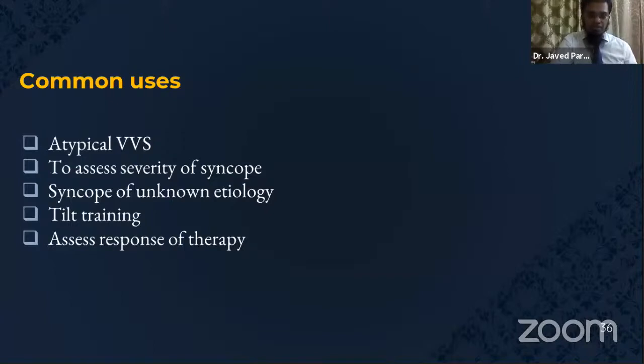To confirm that this is vasovagal syncope, you can do a tilt table test. Many times the patient has recurrent falls. So to assess the syncope severity, you can do a tilt table test. There you can find out whether the patient is having a vasodepressor type of response or cardioinhibitory. Then if you have syncope of unknown etiology also, you can do a tilt table test. Here the value is additive. If you elicit a positive response, then it is suggestive of vasovagal syncope, but not diagnostic. Then for patients who have diagnosed vasovagal syncope, there is something known as tilt training. You need to train these patients to avoid having this syncope. And the response to tilt training can also be assessed on tilt table testing.